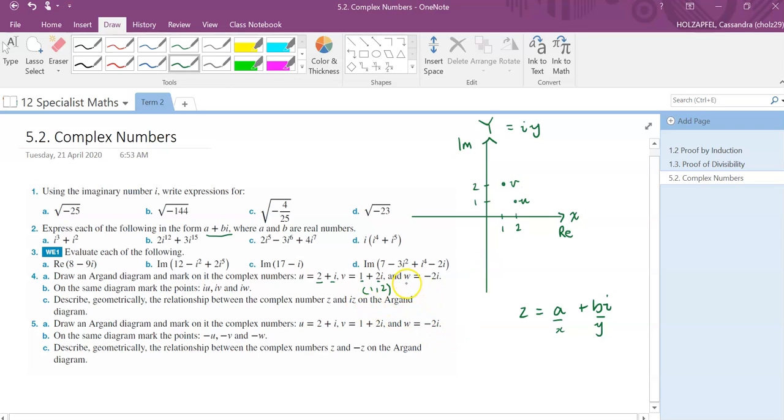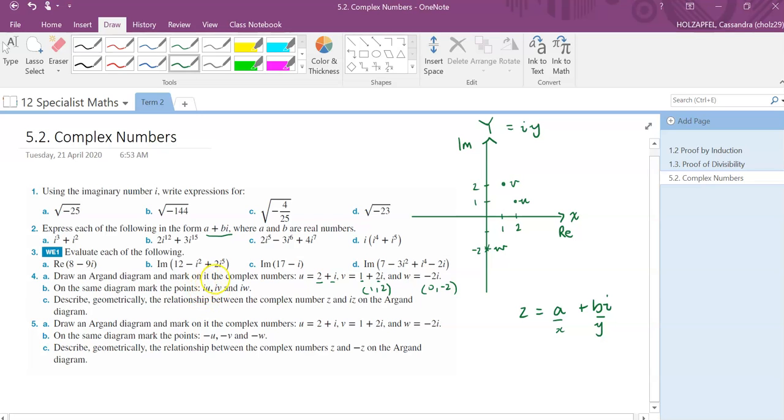All right, the last one, w is equal to -2i. Now, there's no real component to this, so the value of the real component must be 0. So I'm going to write this as (0, -2). For this one, we're going to need to extend the y-axis a little bit. So this is that particular point there, and we're going to label that as w.